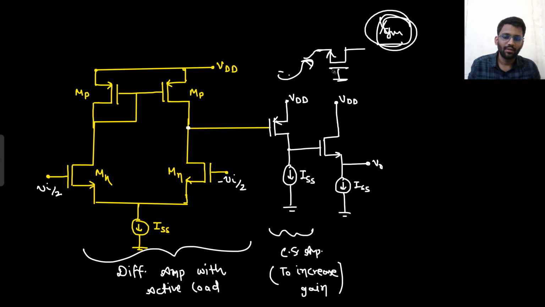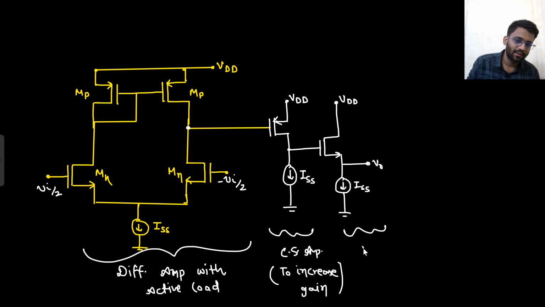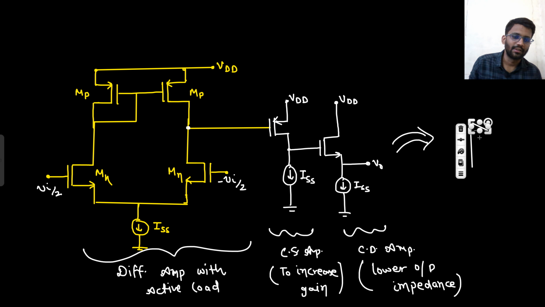And then I use a common drain amp, or source follower you can say, because it has lower output impedance. So basically this is our desired op amp. I'll draw it more clearly this time. So this is our op amp.